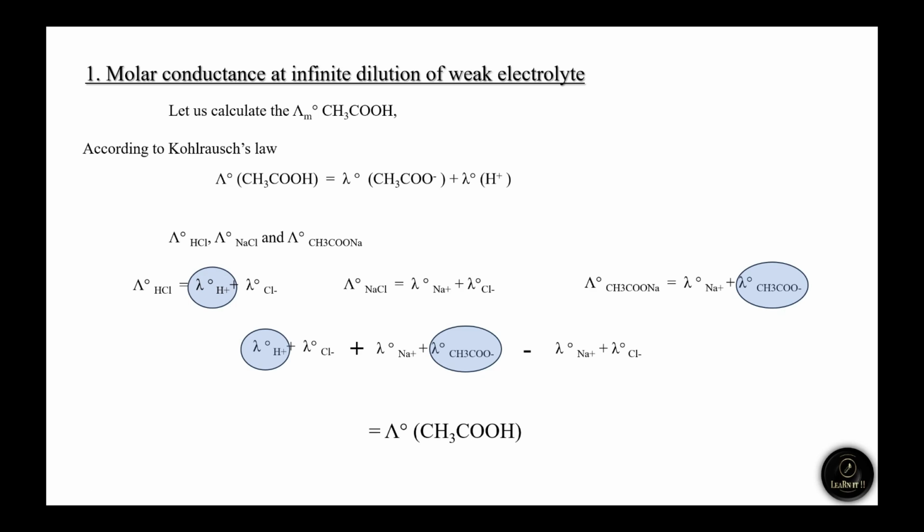So the next application of Kohlrausch law is to determine the degree of dissociation of weak electrolyte. The degree of dissociation is indicated by the letter alpha. So what is degree of dissociation? It is the fraction of total molecules dissociated. Example, consider acetic acid, which is undergoing dissociation to form H plus and CH3COO minus.